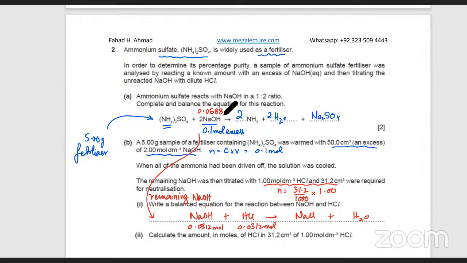Now the other part is, what is the moles of ammonium sulfate? That's 2:1. So what is half of this? Half of 0.0688 will be 0.0344. It's going to be half of that, right? Says 344. 4:4, yes? Yes sir. Okay. 0.0344.